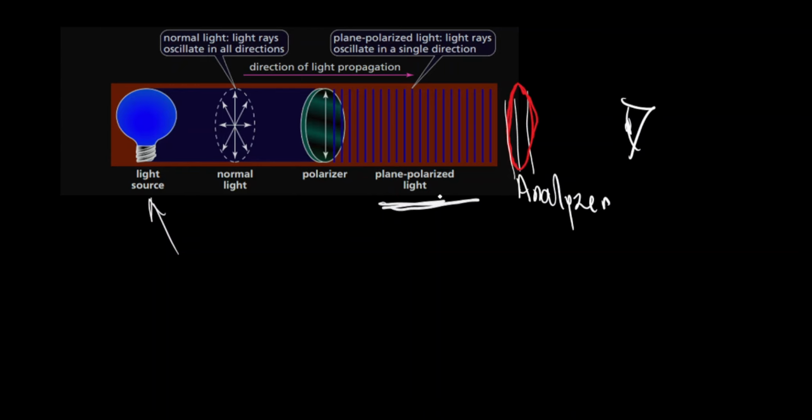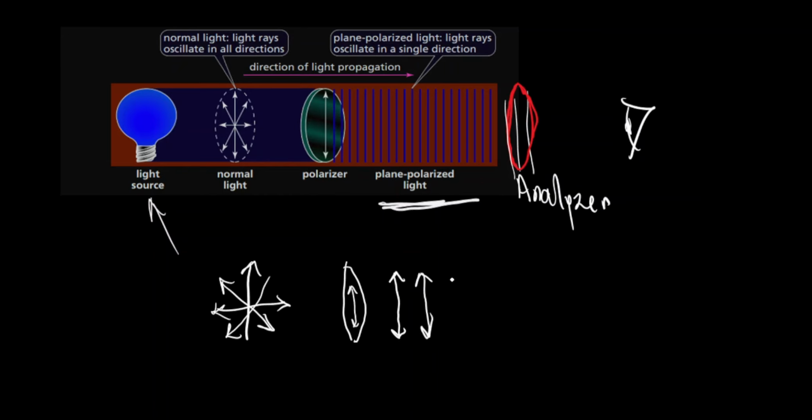Now, this is very interesting. If we have our normal rays of light coming in this direction, they oscillate in all different directions in space. Now it passes through this polarizer, and the axis of polarization of this polarizer is vertical. So only the vertically oriented rays are allowed to pass through. So we have all of these vertically oriented rays moving through the polarizer.